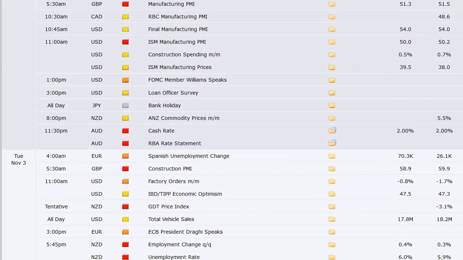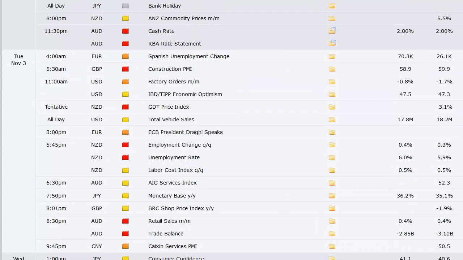Japan's on bank holiday going into Tuesday. ANZ commodity prices out of New Zealand. Cash rate announcement out of Australia, so that's like the Fed. Spanish unemployment change. Construction PMI. This is all early Tuesday morning Eastern time.